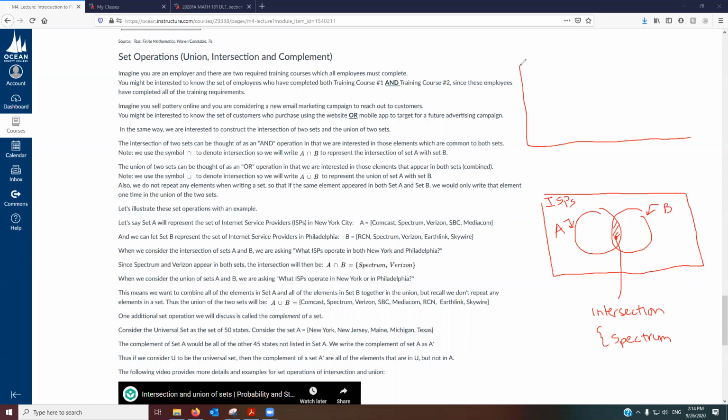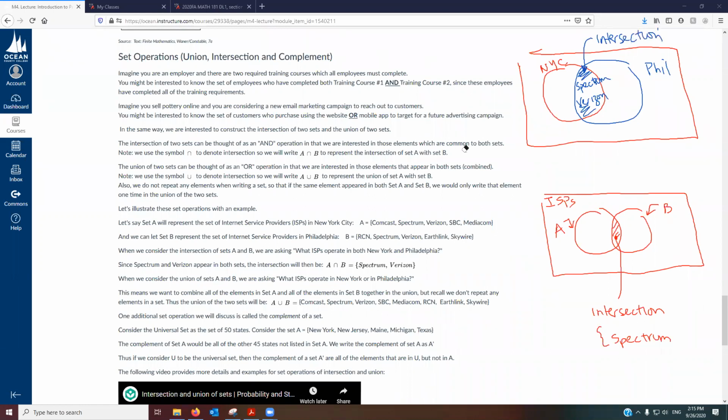Let me write it out. Maybe I can try to write it out to make it a little easier to see what I'm saying here. So here is set A. Remember, these are the ISPs in New York City. And here is set B. These are the ISPs in Philadelphia. Inside this overlap, I'm going to write Spectrum and I'm going to write Verizon. Because those are the two ISPs that should be in both circles at the same time. Because Spectrum and Verizon operate in New York City and in Philadelphia. So the intersection really corresponds to this overlap region. So that's going to be the intersection.